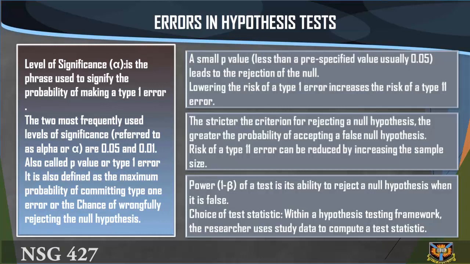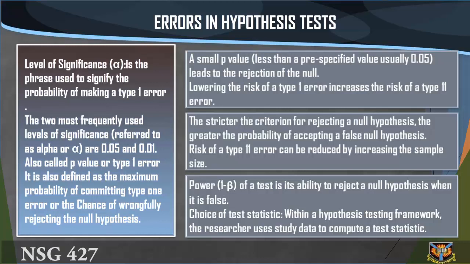Naturally, researchers would like to reduce the risk of committing both types of error. Unfortunately, lowering the risk of a type 1 error increases the risk of a type 2 error. The stricter the criterion for rejecting a null hypothesis, the greater the probability of accepting a false null hypothesis. However, researchers can reduce the risk of a type 2 error simply by increasing their sample size. Power of a test is its ability to reject the null hypothesis when it is false.